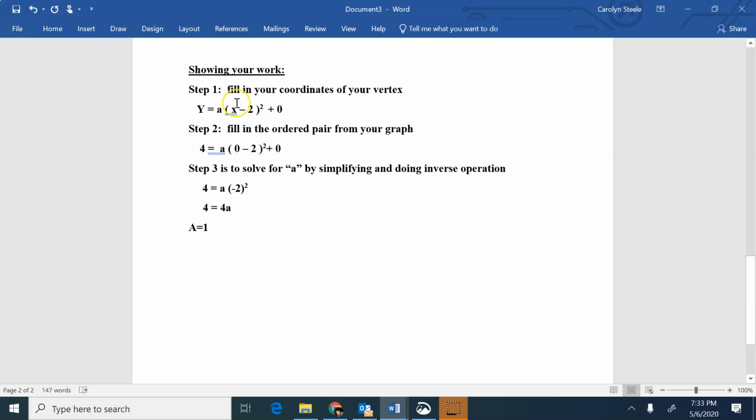All right, so what we're going to do is plug this back into our equation. Now remember, our original equation had a, and it had (x minus 2) quantity squared plus 0. But we need a quadratic equation from that, right? And remember, quadratic equations look like this.